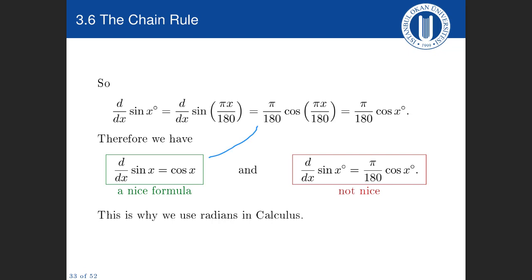We could use radians and have this nice easy formula, or we could use degrees and have this not so nice formula with this extra term that we would have to keep track of. And if we were doing some complicated calculations, we're going to end up with lots and lots of pi over 180s, and it's going to lead to errors, possibly. So this is why we use radians in calculus. We use it so that we have a nice, simple formula to remember. The derivative of sine is equal to cos.